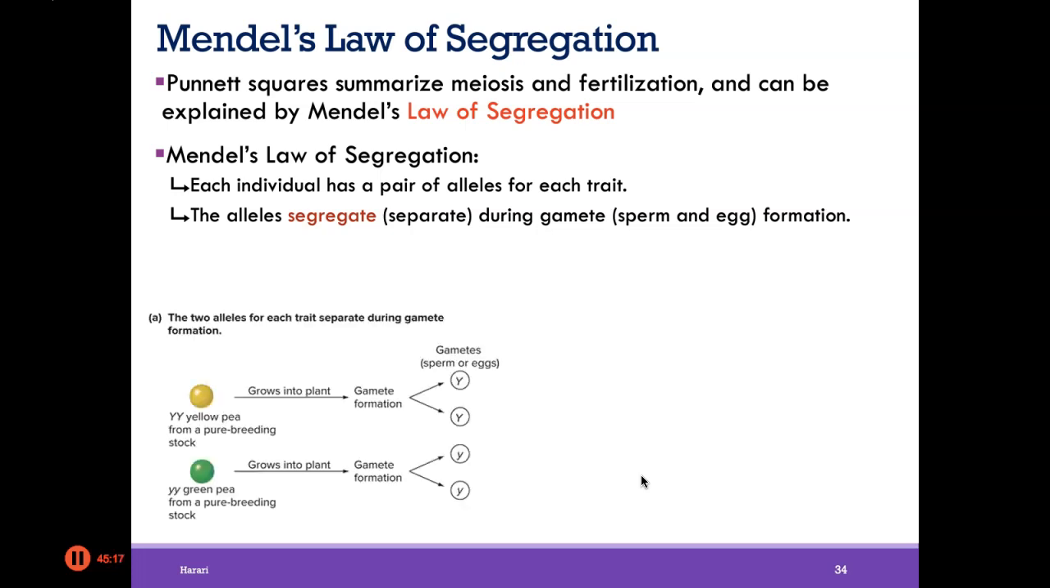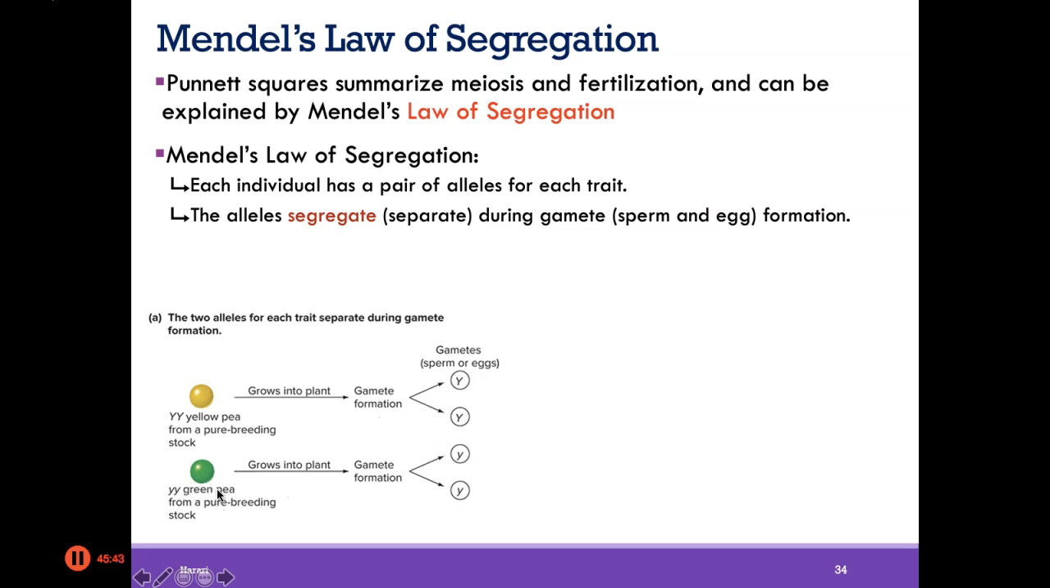other, right? And again, let's say we have a pure breeding yellow pea plant, that's big Y, big Y. When it grows into a plant and makes gametes, you're only going to have big Y sperm or big Y eggs, but they separated, they segregated from each other during gamete formation. And we know, of course, that's in meiosis. Right? In meiosis, we have the formation of haploid cells.